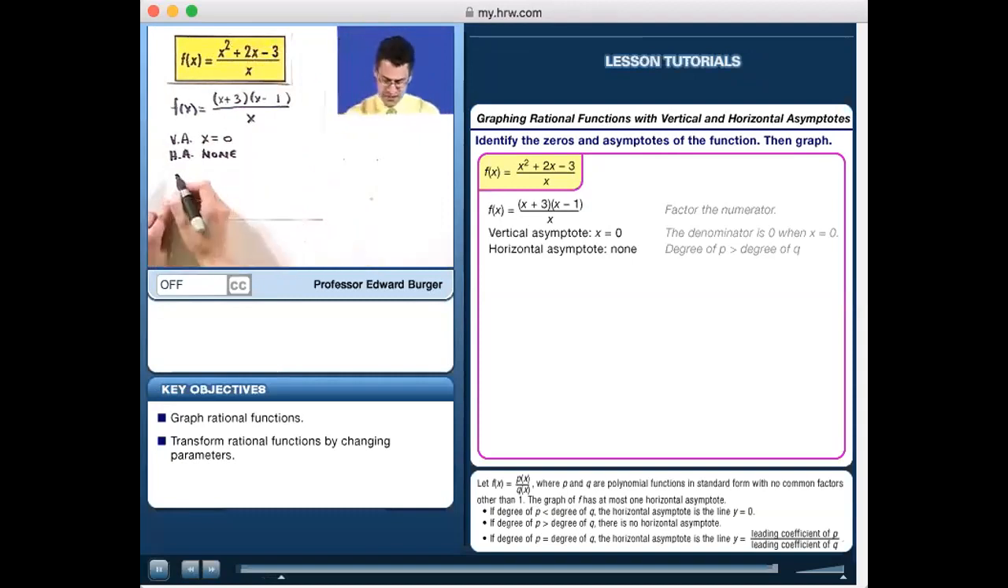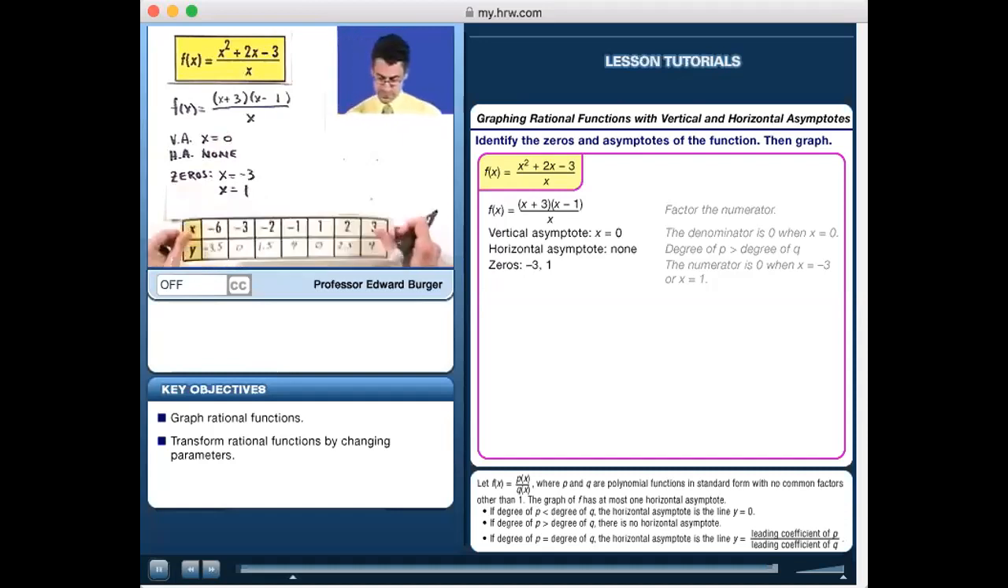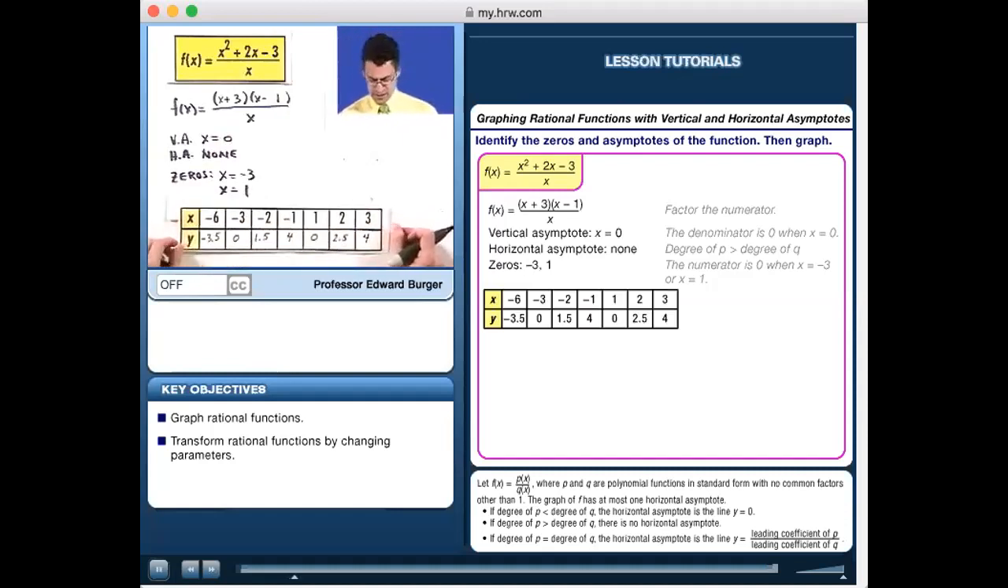While I'm here, let's find the zeros, where it crosses the x-axis. That's where the numerator is 0, so either x equals -3 or x equals 1. All right, so we can make a table of points, which I already did. I just plugged into here.